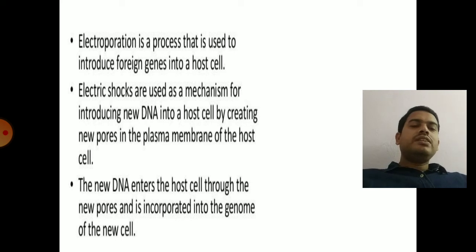Electroporation is another process used to transfer your foreign DNA into host cells. This mechanism uses electric shocks, where the new or foreign DNA is introduced into the host cell by creating pores in the plasma membrane. Once the DNA enters the cell, it will be integrated into the genome. By using electric shock, you create pores and transfer your foreign DNA into the cells. This is the principle behind electroporation.